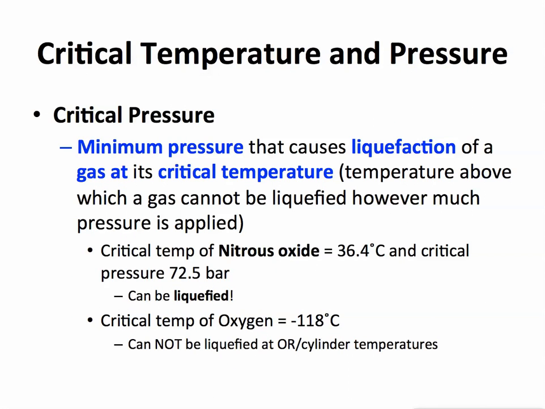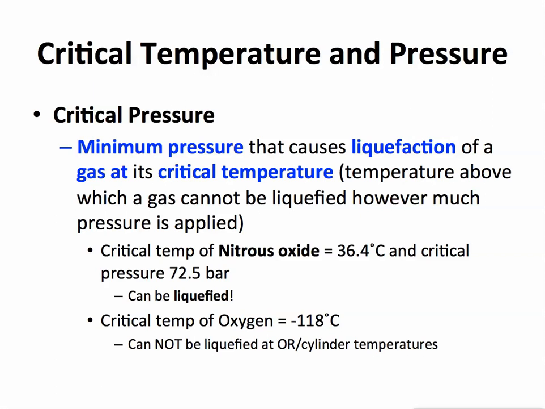The concept of critical temperature and pressure is important to the understanding of why the gases are supplied as they are. Critical pressure refers to the minimum pressure that causes liquefaction, or moving of a gas to a liquid state, at its critical temperature. And the definition of critical temperature is the temperature above which a gas cannot be liquefied no matter how much pressure you apply to it.